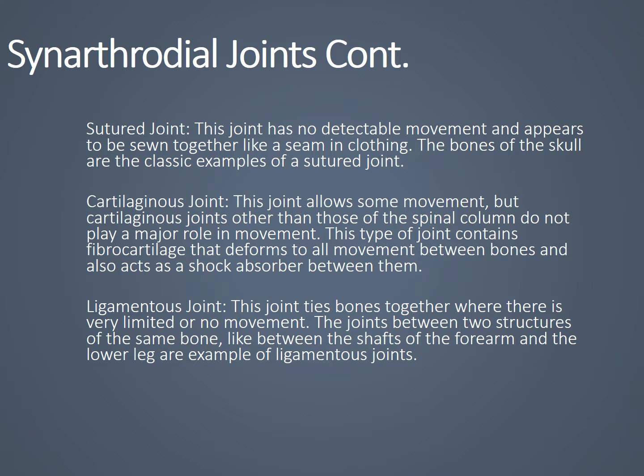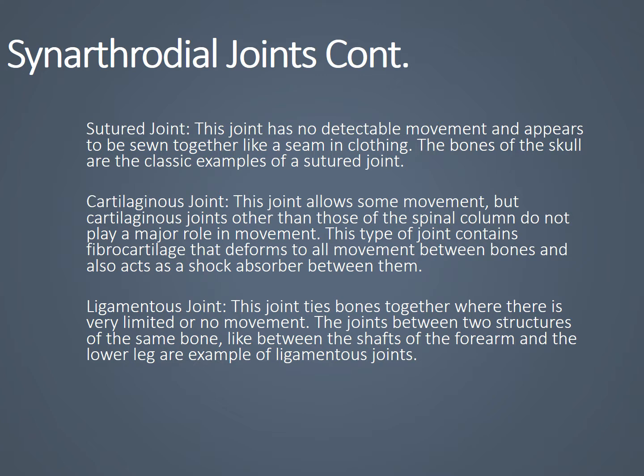Cartilaginous joint. This joint allows some movement, but cartilaginous joints, other than those of the spinal column, do not play a major role in movement. This type of joint contains fibrocartilage that deforms to allow movement between bones and acts like a shock absorber between them.